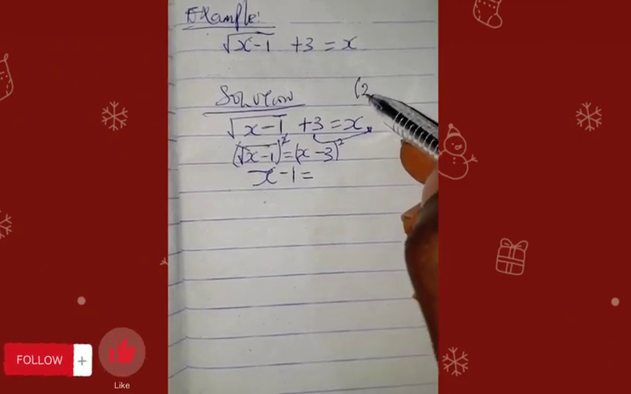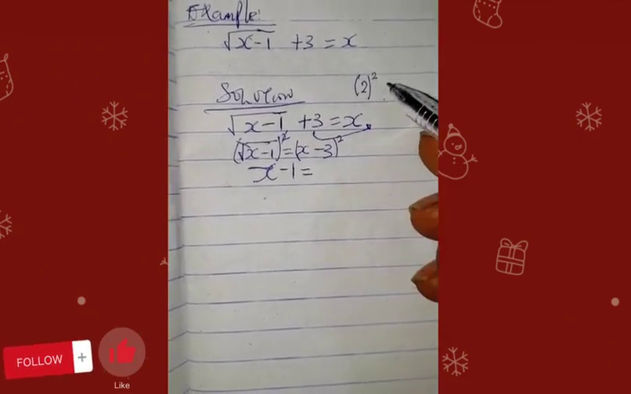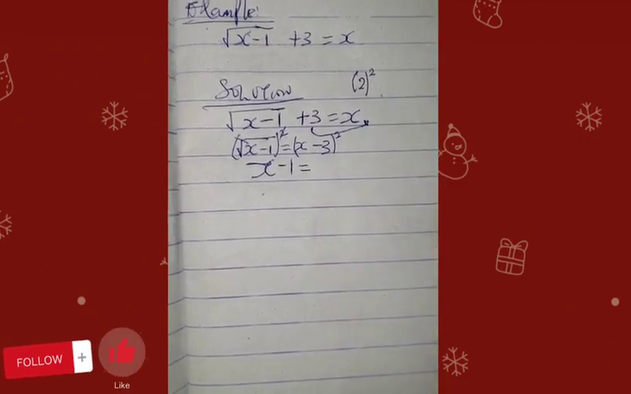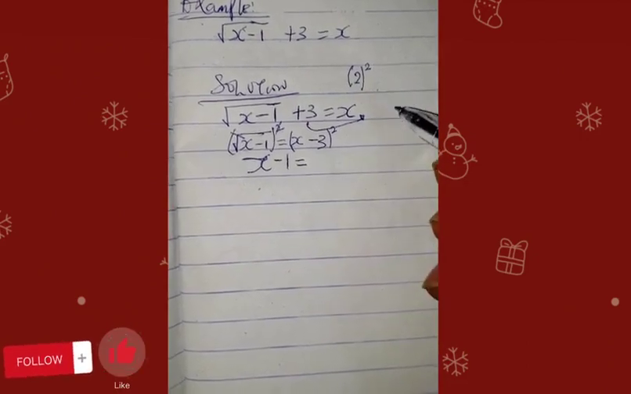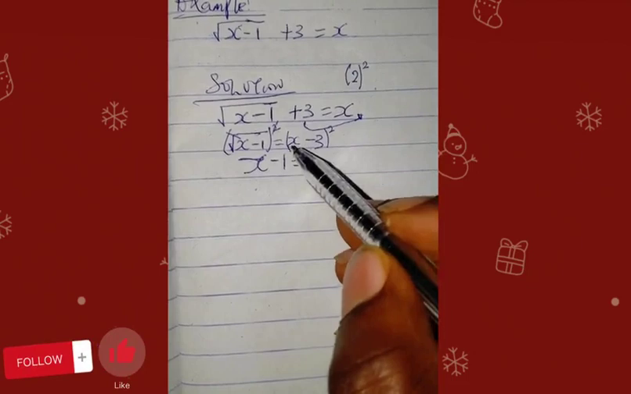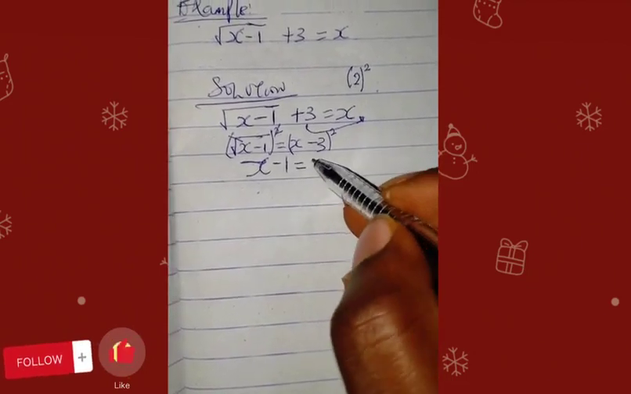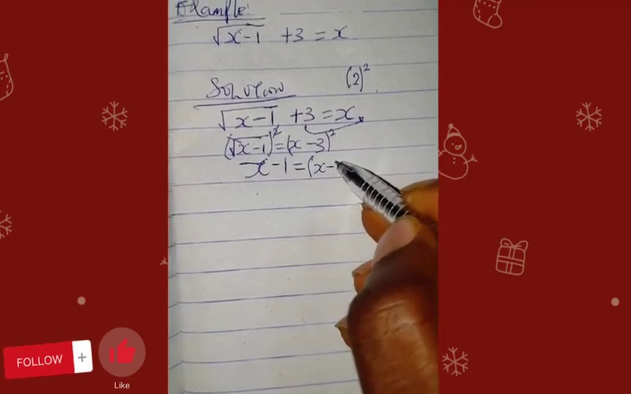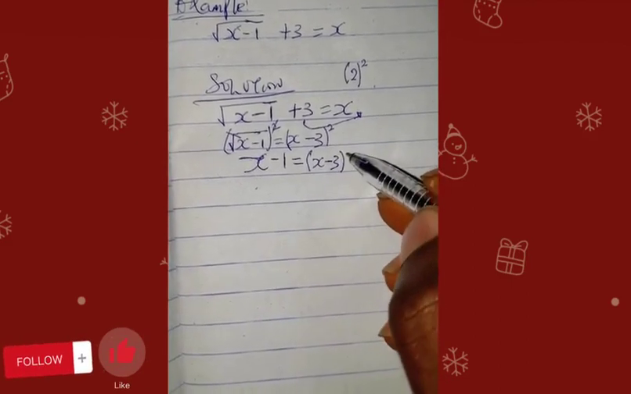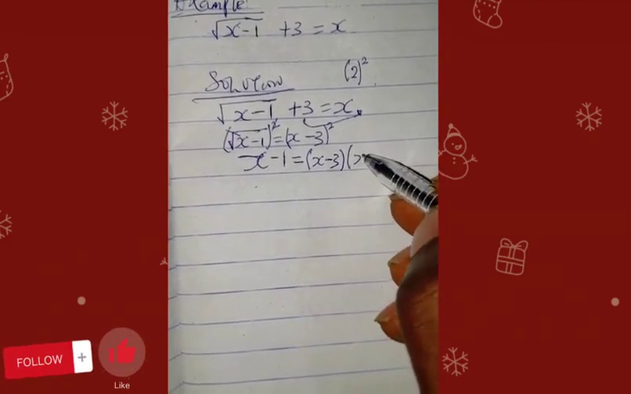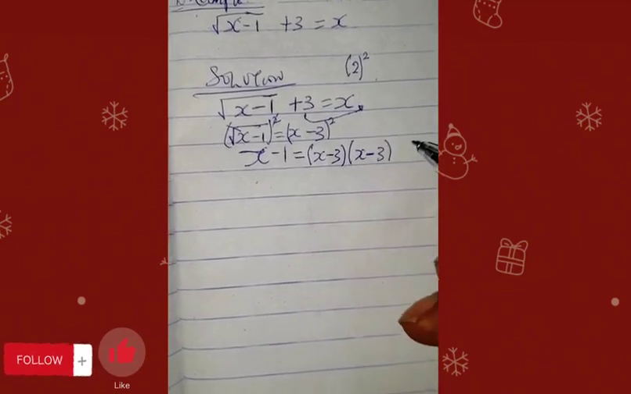is just as if they gave you something like this, 2 raised to power 2. The bracket of 2 raised to power 2 will give us 2 times 2, which is 4. So when they give you the bracket of x minus 3 raised to power 2, that means you simply write it twice. So you say x minus 3, you close your bracket, open that bracket, you say x minus 3.